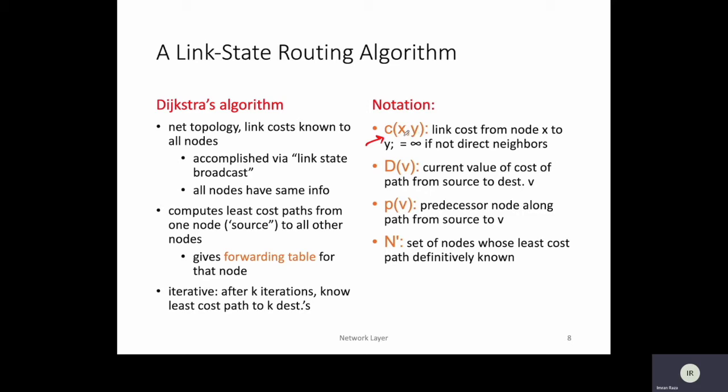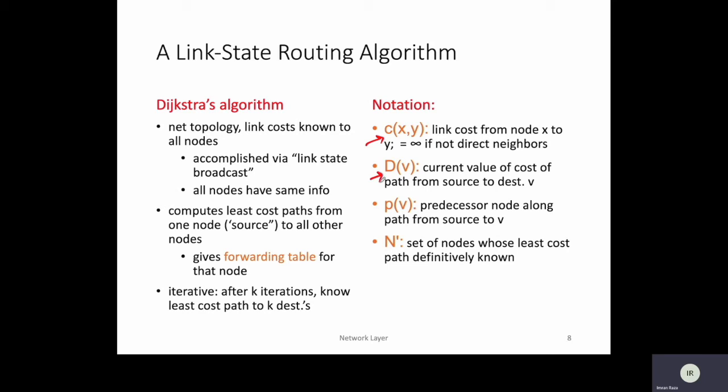And if Y is not the direct neighbor of X, initially this cost would be infinity, because we have no idea about the cost, so we will assume it. Infinity means it's not the direct neighbor. So if Y is the direct neighbor of X, this cost is known, and if Y is not the direct neighbor of X, this cost is infinity to start with.